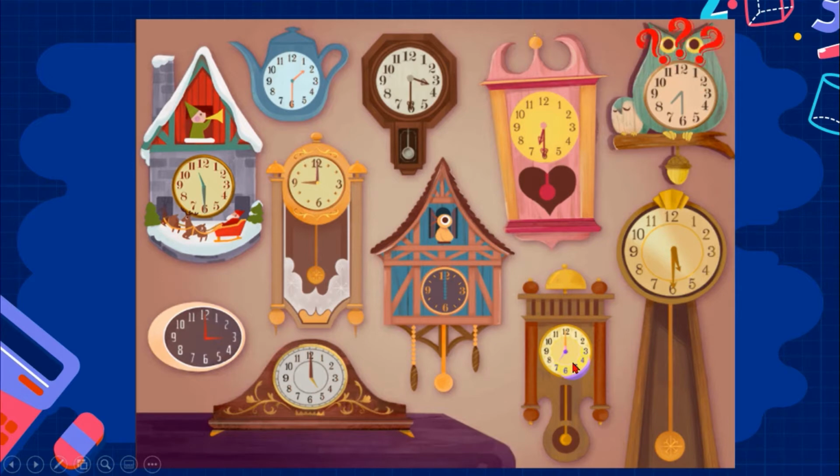And what about this one? It's already 7:30. How about this one? Okay, that's 1:30. How about this one? That's right, it's already 9 o'clock. How about this one? Alright, that's 5 o'clock. That's the yellow, that's the hour hand. Then, this one is right, 6:30.